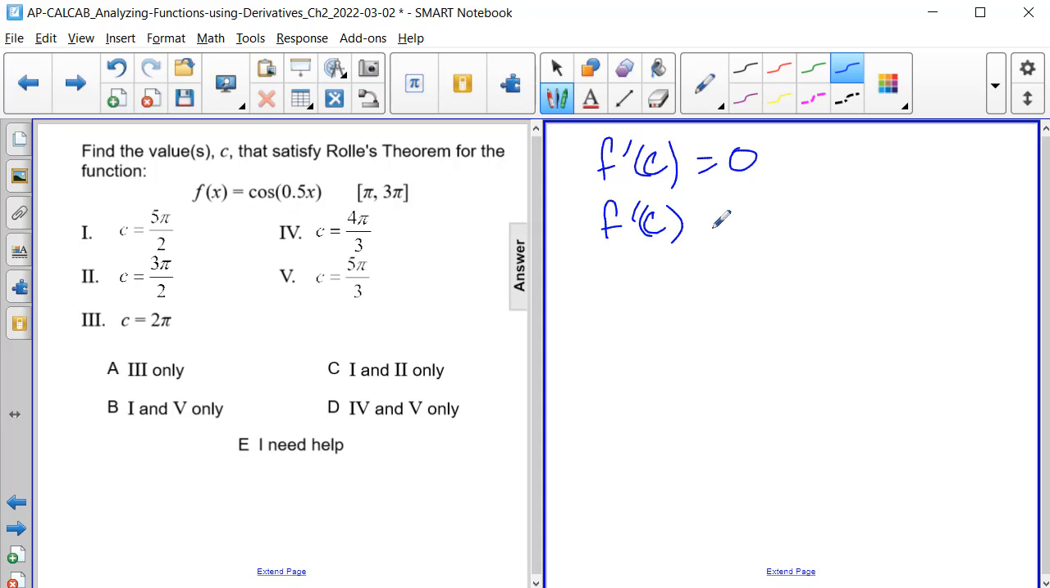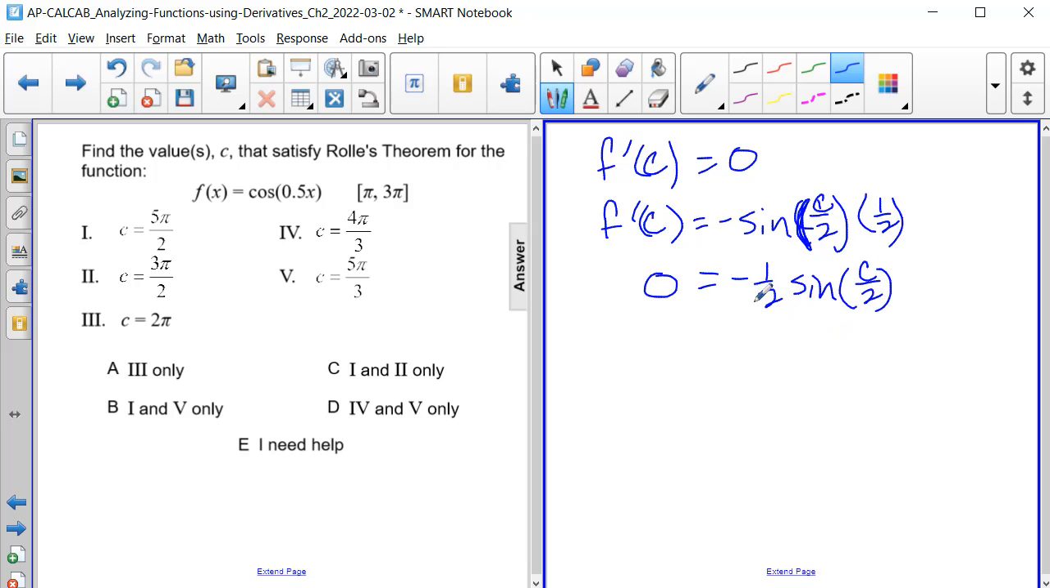So the derivative of cosine is negative sine. We're going to keep the angle in the parentheses, and I'm going to write it in terms of c and as a fraction. And then I'm going to take the derivative of the angle by the chain rule, and the derivative of c over 2 is 1/2. So we can rewrite f prime of c as negative 1/2 times the sine of c over 2. And the question is, where will this be equal to 0?